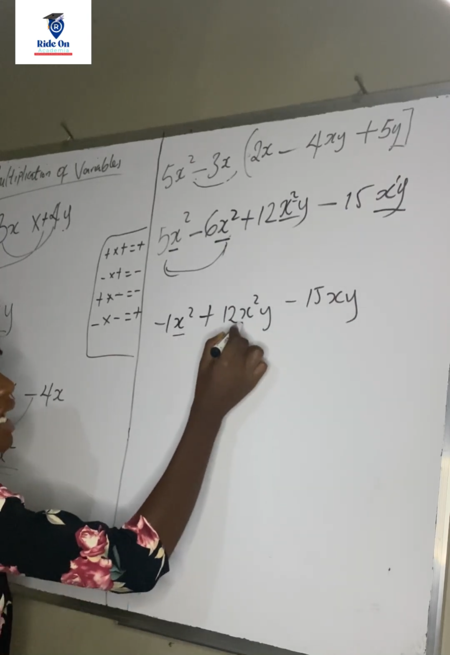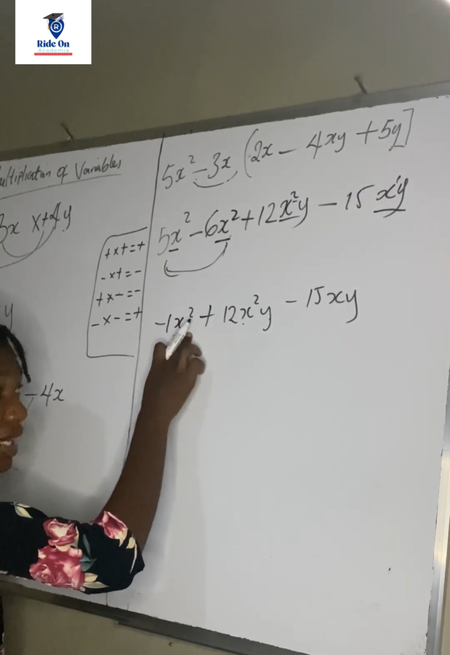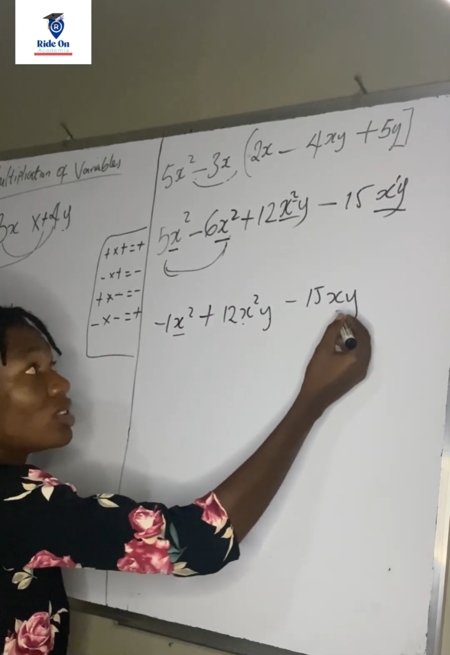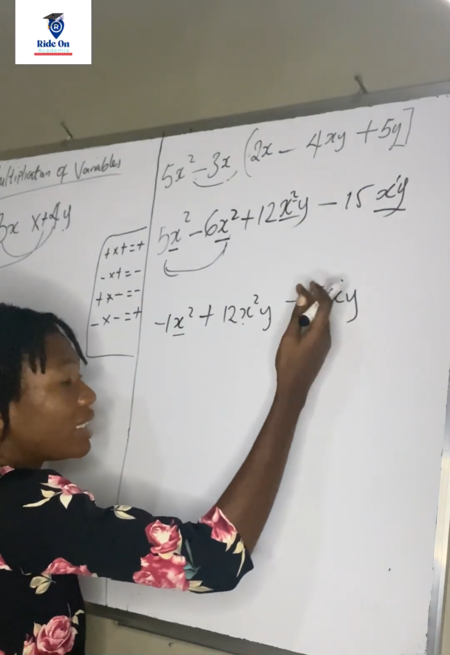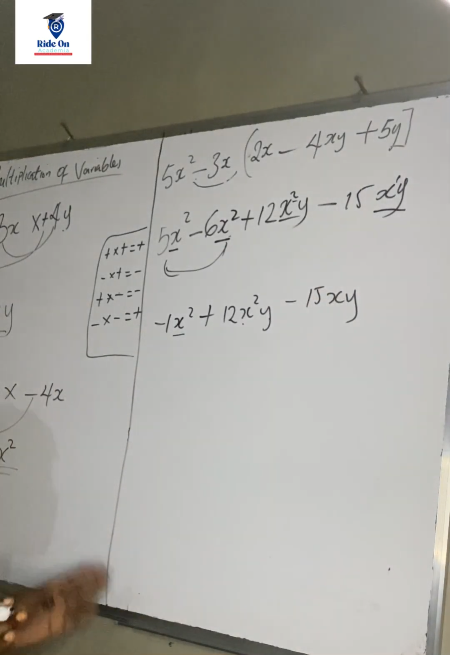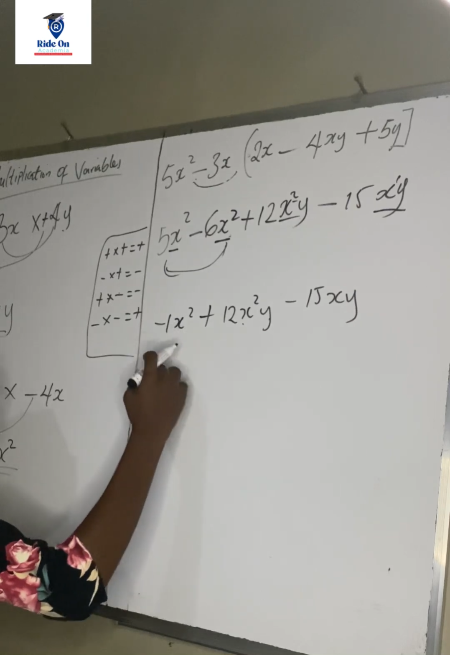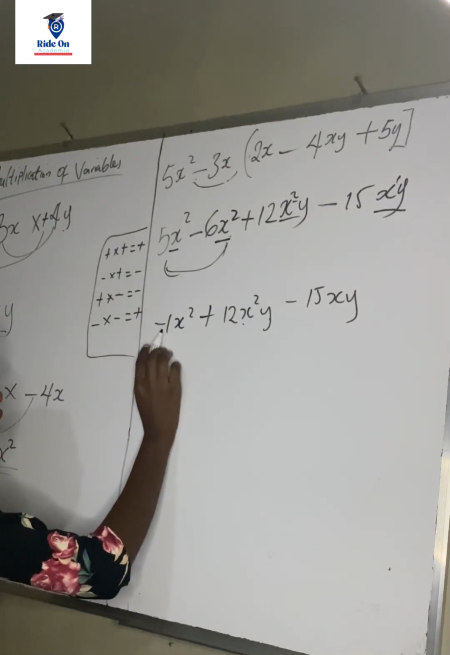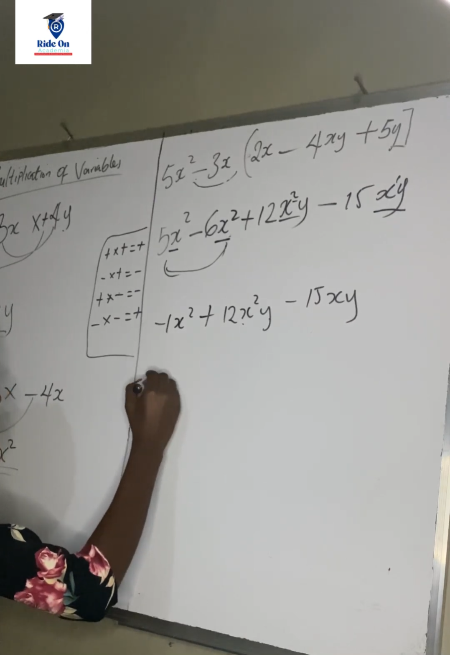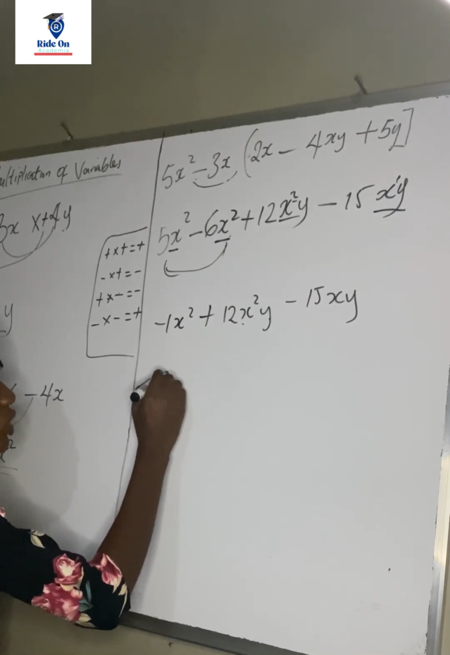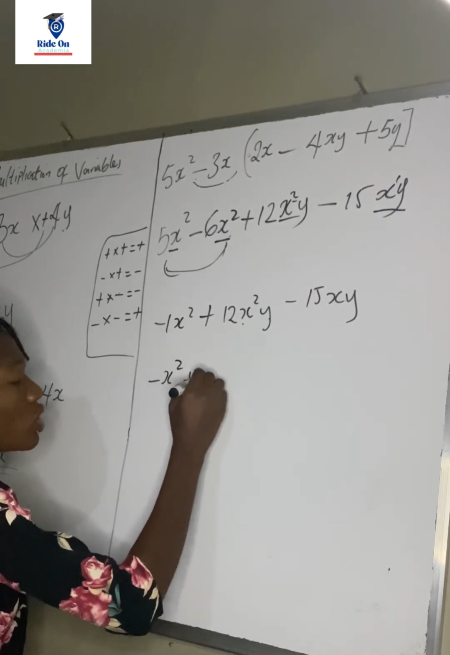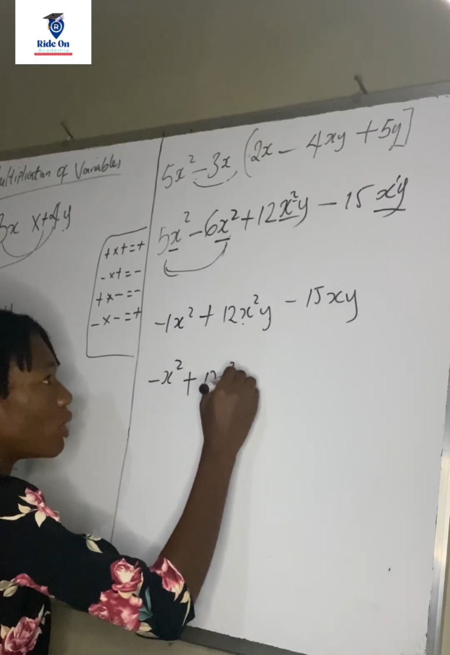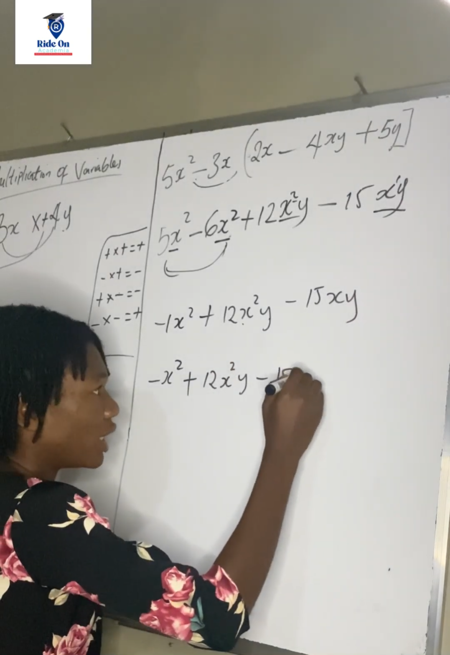X squared is here, x squared y, this one does not have a y, this one has a y. Now this one does not even have a square. Okay, and then there's still a y, so the difference is clear, right? So in other words, this is where we're going to be leaving our answer. And since this is minus 1 x squared, we can as well make that one invisible, and we have minus x squared plus 12x squared y minus 15xy.